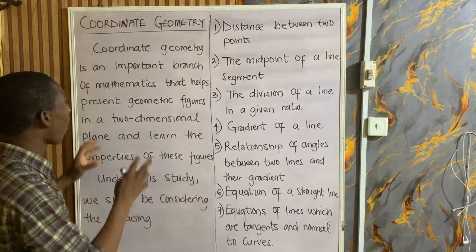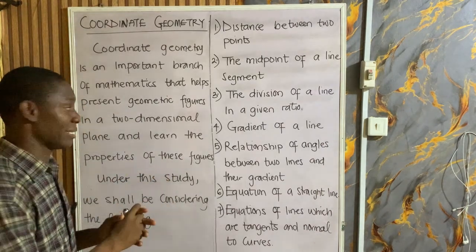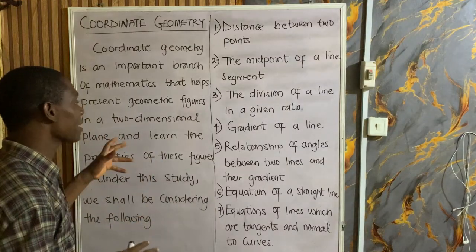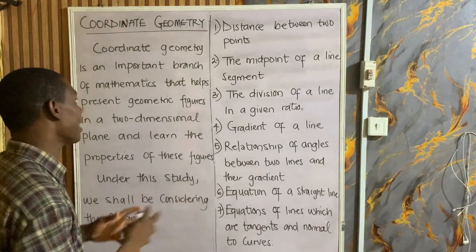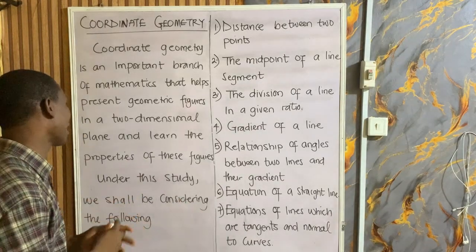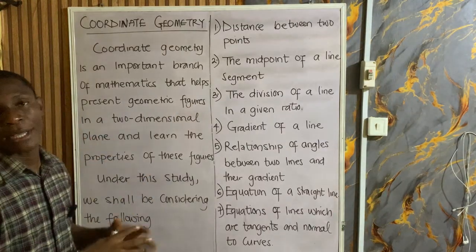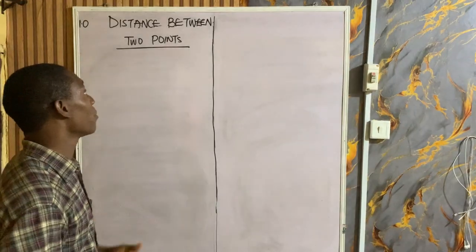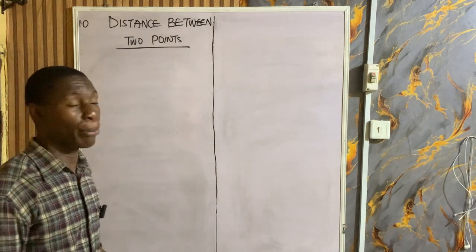While I defined coordinate geometry, I didn't explain what it is. I just read it out. As we take each of these, you will begin to see what this definition is actually trying to say. We just represent geometric figures in a two-dimensional plane, and I'll be buttressing on this when we take each of these studies. So first and foremost, we want to consider the distance between 2 points.